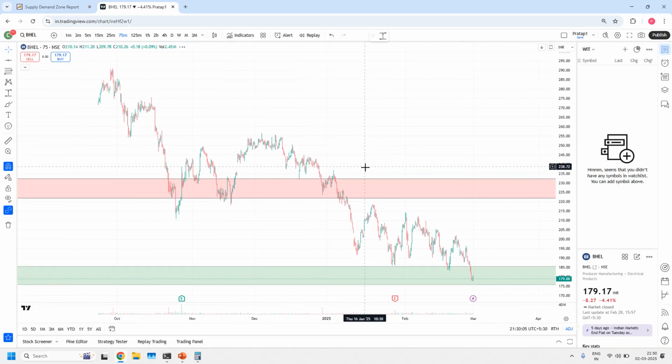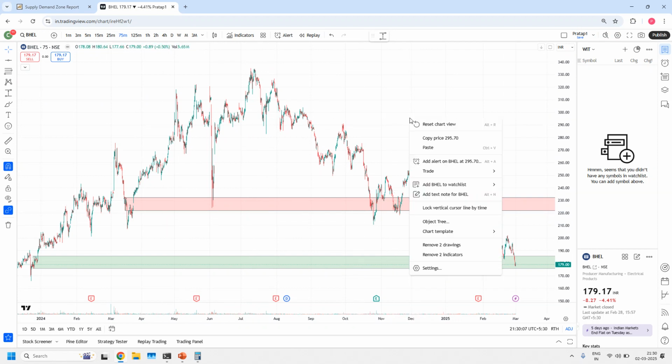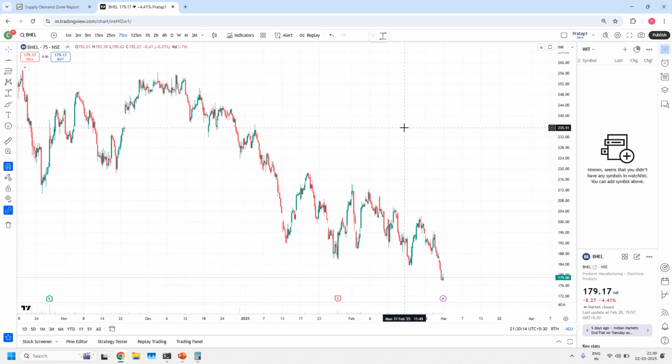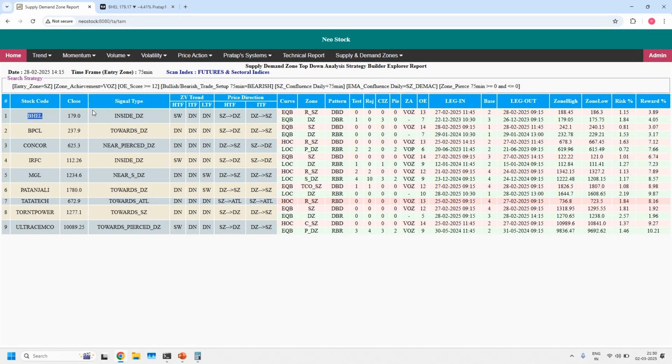See, because time is not there, this is something we drew long back. I am removing these filters, removing these 2 drawings. Okay. So what is the zone? It is suggested: High liquidity zone, 27th February at 11:45, 2 base candles.